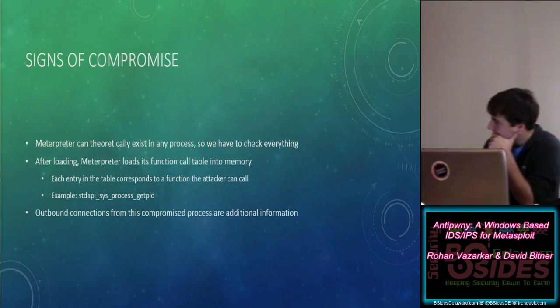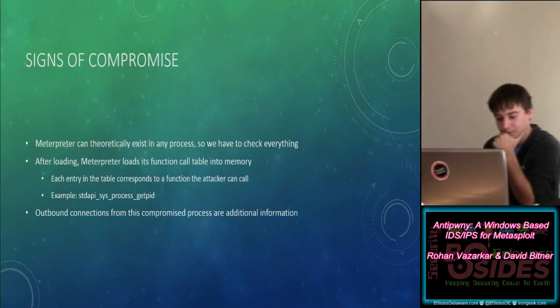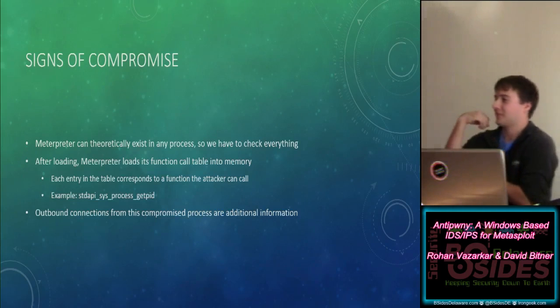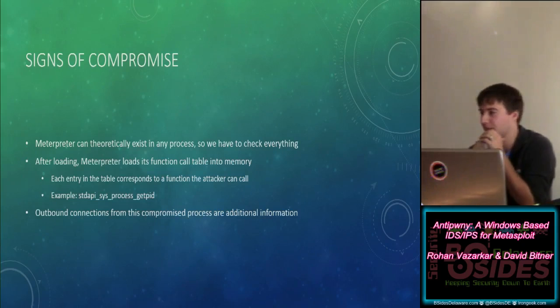So the real interesting part of Meterpreter that makes it really hard to play with is it can exist anywhere. It can exist in Notepad, which is the most common one. It can exist in WinLogon, which is not good. It can exist in theoretically any process on the system except for maybe the system process, which isn't really a process. So it doesn't count. After loading itself, it actually loads this whole function call table into memory. So every time you do a command on your end and you say, do this, Meterpreter on the other end says, hey, here's my function. And that's actually what we're looking for.